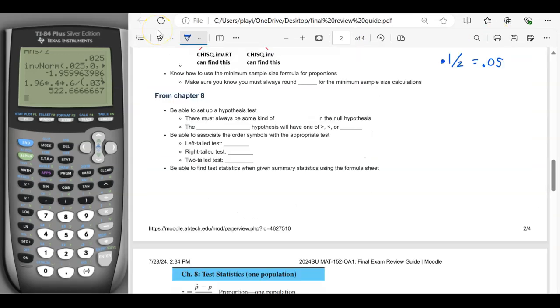All right, the next question says, you always must round that up. So even if that had been 522.3333 repeating, I would still round it up to 523, because we always round that calculation up.